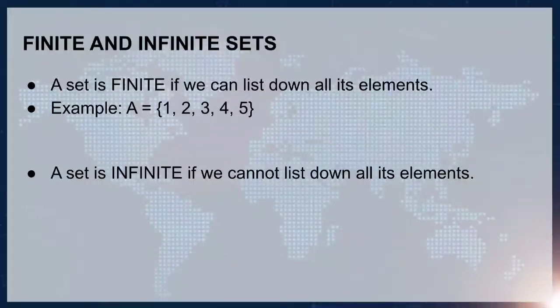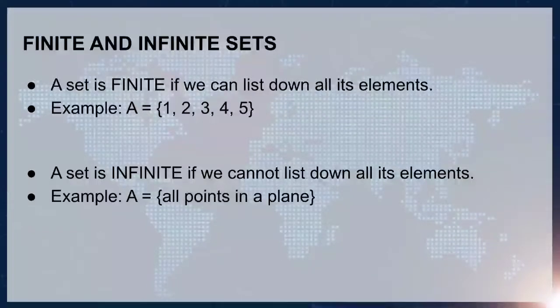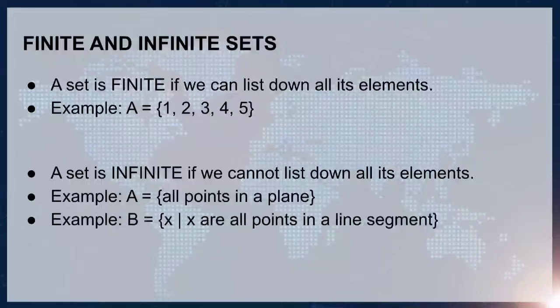How about the infinite sets? A set is infinite if we cannot list down all its elements. One example is set A, wherein A contains all the points in a plane. There are a lot of points in the plane. It's infinite, therefore we cannot list it down. Another example is set B, and it's X, such that X are all points in a line segment. So it's similar to set A. By the way, the bar symbol means such that.